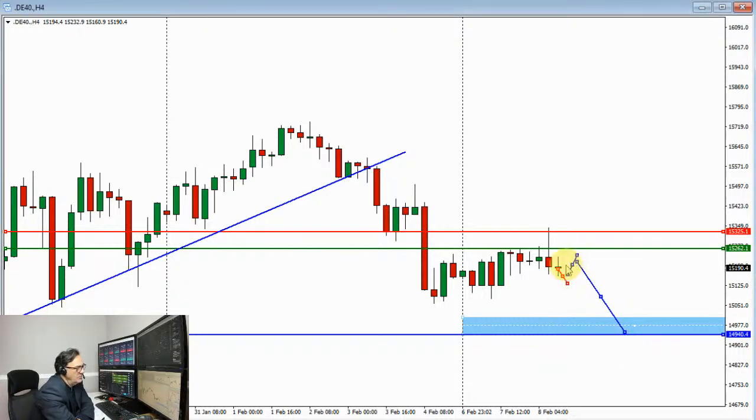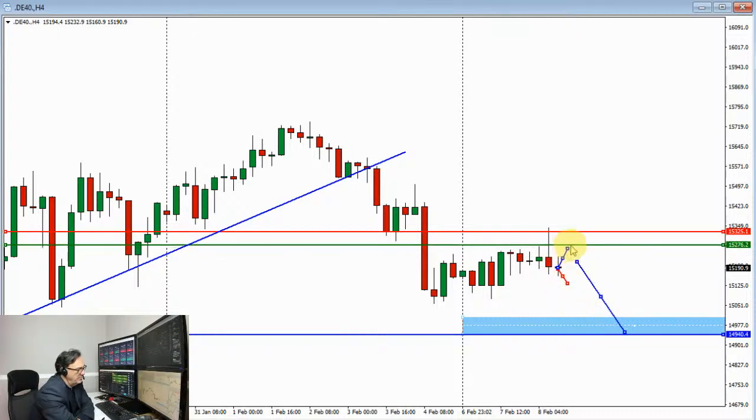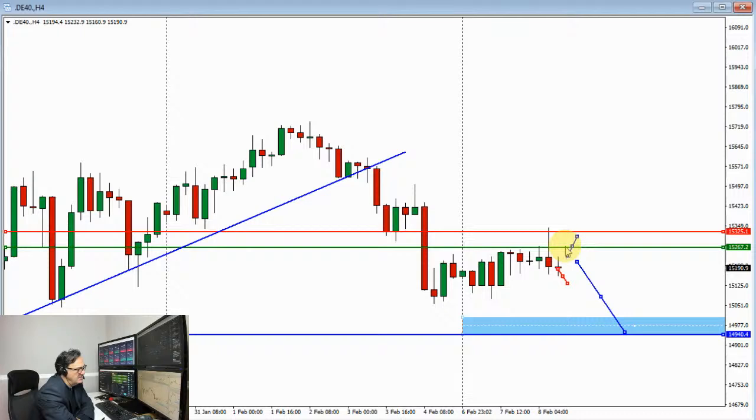The alternative view would be if I see a rally from here, so the price doesn't dip lower, the price rallies and creates a push above 15,260 or 15,300 area, and then I see a retest from above, and then this creates a higher low. So low, higher low, higher low, another higher low, and a breakout above this resistance.